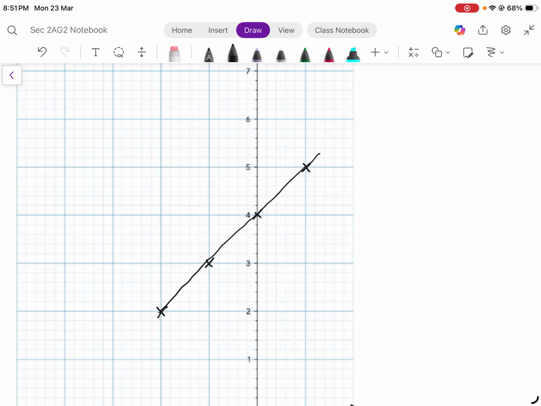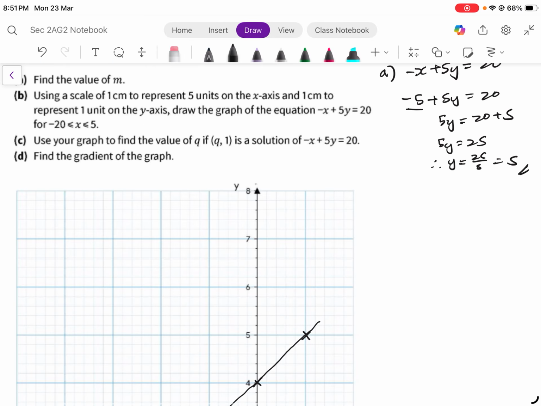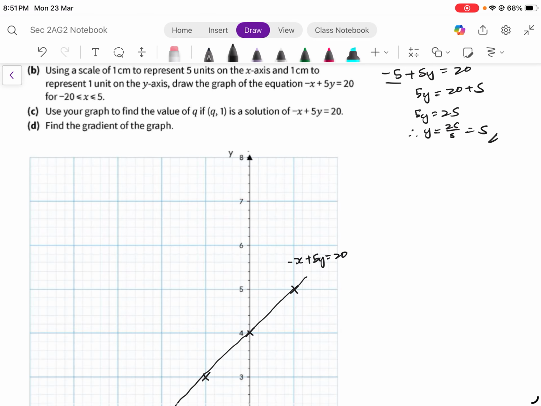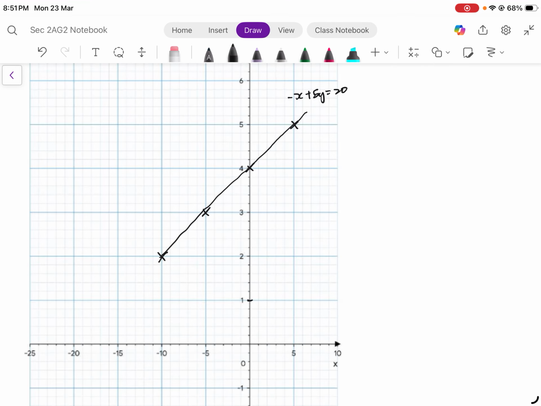Okay, please use a ruler. Okay, then please go and mark out and label minus x plus 5y equals to 20. Okay, from here, use your graph to find the value of q if q comma 1 is a solution of the equation. Okay, so they want to find the value of q, right? But you look at this, this is my y value of 1. Y value of 1 is here. Okay, so that means I need to extrapolate this line down. Okay, just use your ruler to lengthen.